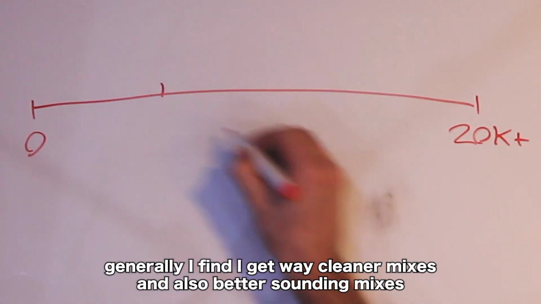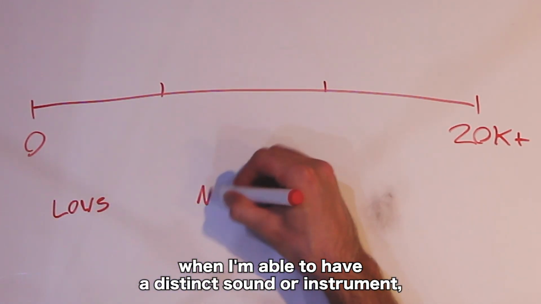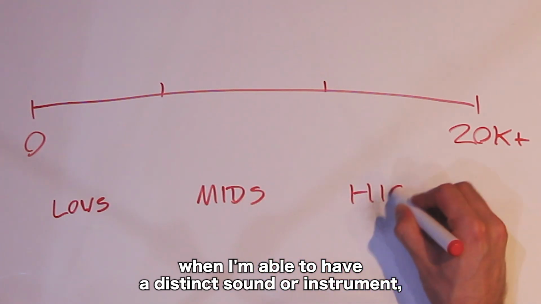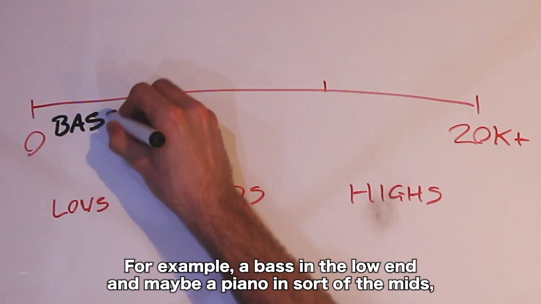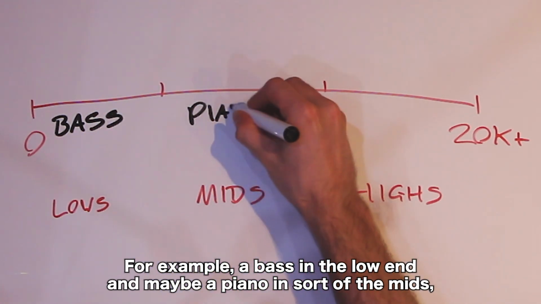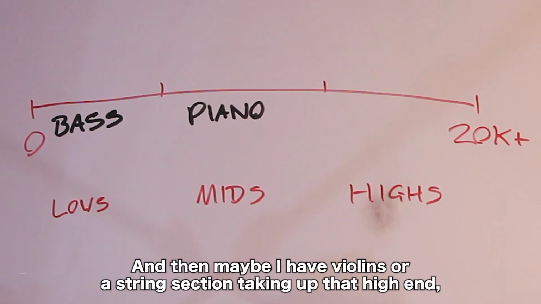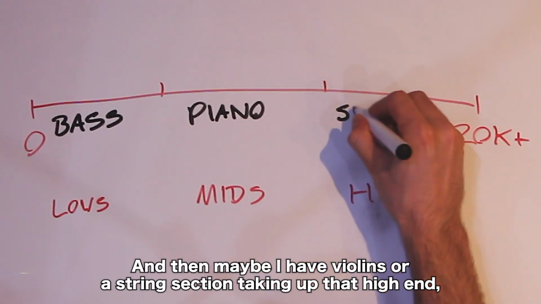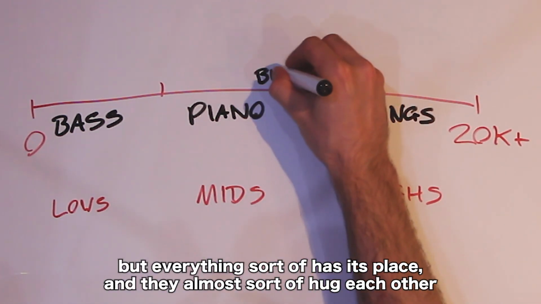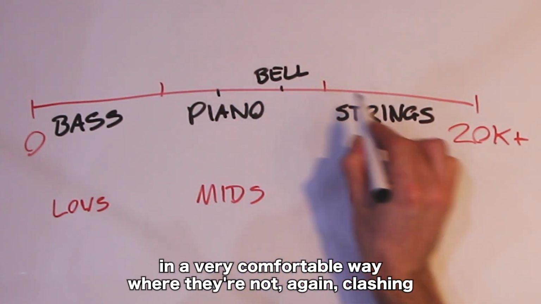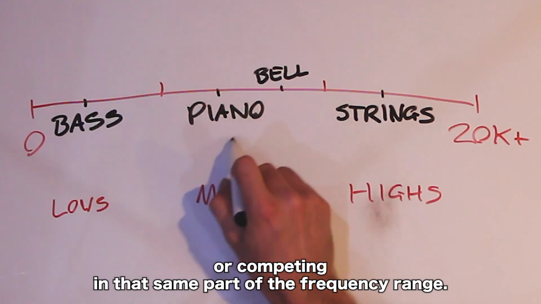Generally, I find I get way cleaner mixes and also better sounding mixes when I'm able to have a distinct sound or instrument take up a portion of the frequency range. So for example, a bass in the low end, and maybe a piano in the mids, maybe some of the low mids stretching up towards the highs, and then maybe I have violins or a string section taking up that high end. But everything has its place, and they almost hug each other in a very comfortable way, where they're not, again, clashing or competing in that same part of the frequency range.